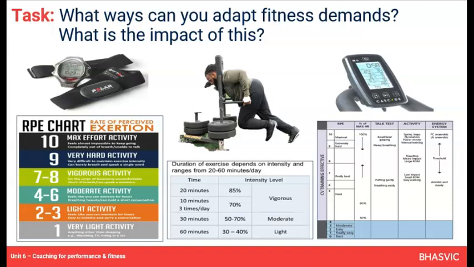And part of what we need to just acknowledge here is how we can gauge, how we can measure how hard somebody's working. We can use things like heart rate monitors. Obviously, the higher the heart rate, the higher the work intensity. So that's quite an objective measure. In theory, the heart rate monitors actually measure your heart rate.